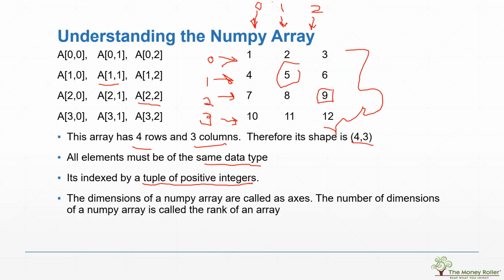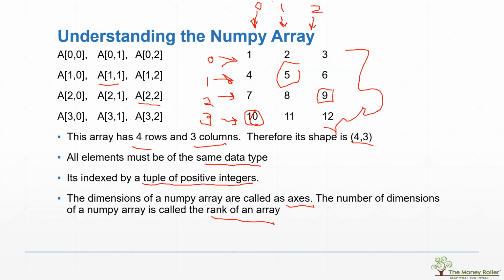Another property that you need to know is that the dimensions of a NumPy array are called its axes. Okay. So the number of dimensions of a NumPy array is called the rank of a NumPy array. So out here there are two dimensions, rows and columns. Okay. And with rows and columns you can define the position of every element in the array, correct?